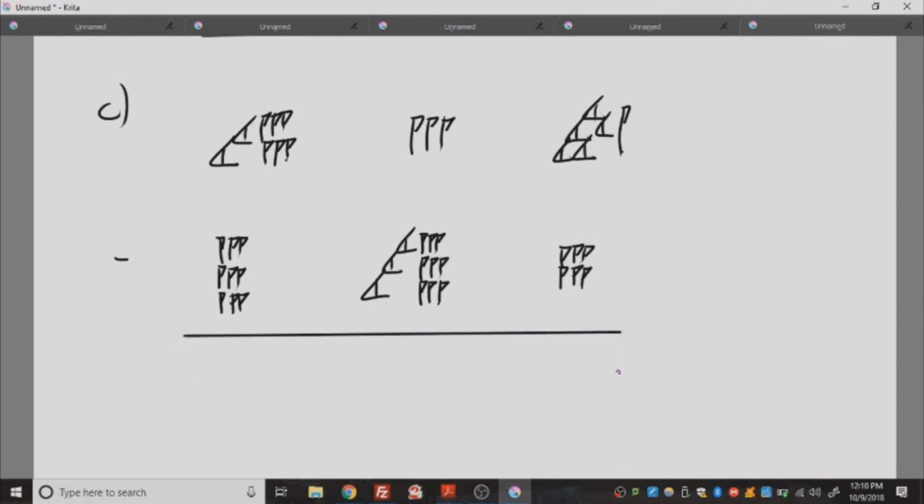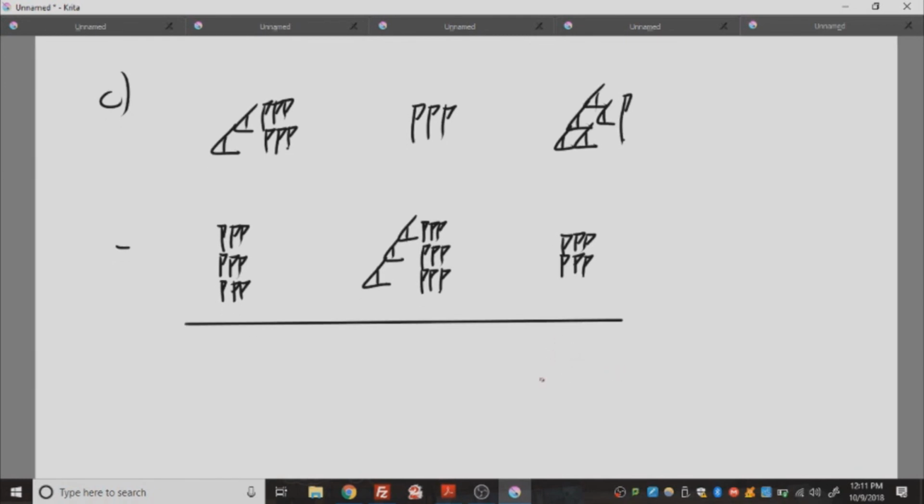Probably won't be enough time for more, but we can always do more examples in our catch-up session. Right to left, I have 51 minus 6. That definitely fits. 45.